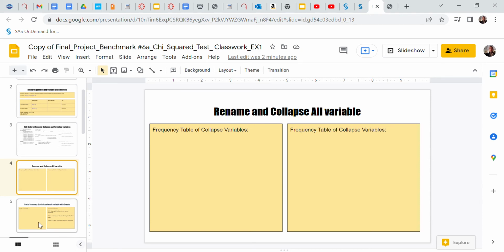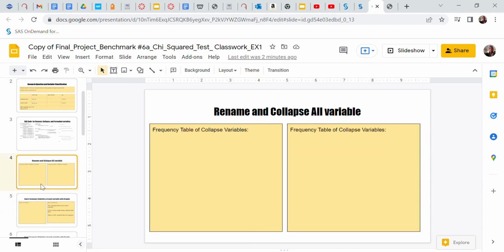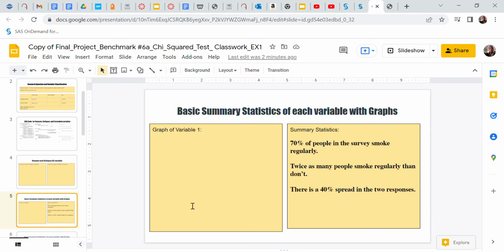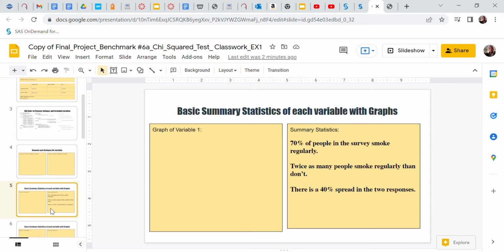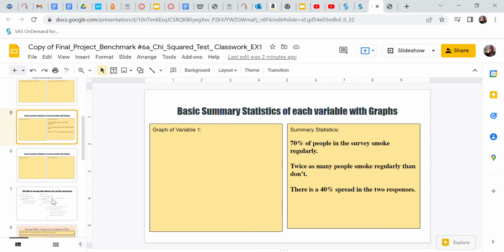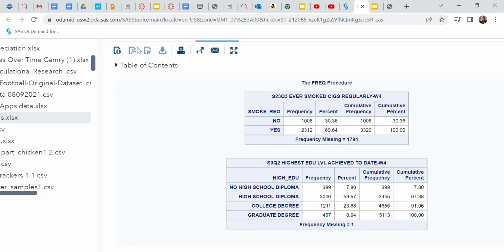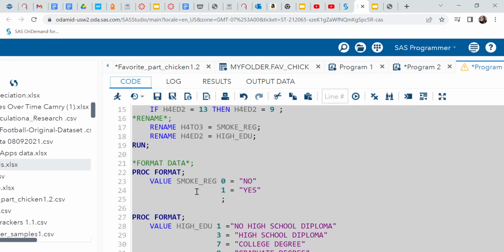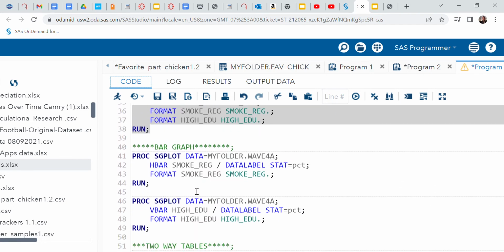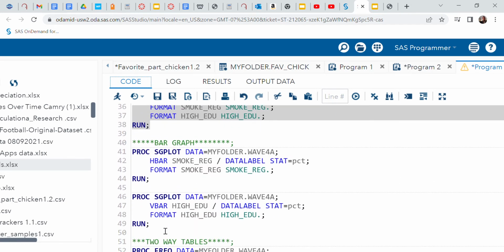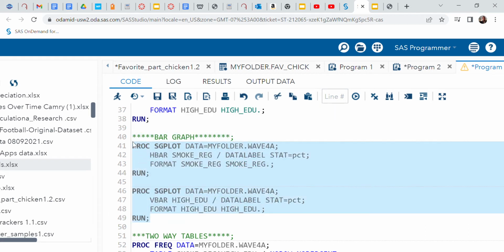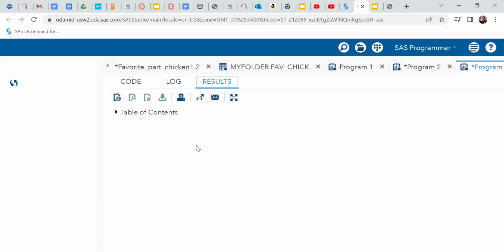Then you're going to go here and you're going to make a graph of variable 1, and you see I wrote some things there. You're going to make a graph of variable 2. All right, so let's scroll down. All of this code is there. Because it's two categorical variables, we have two bar graphs. You could put two pie charts if that's what you would like, and we're going to go from there.